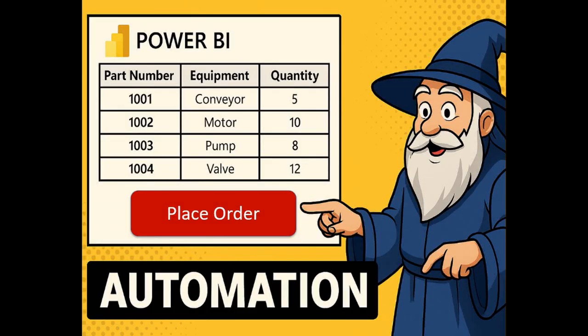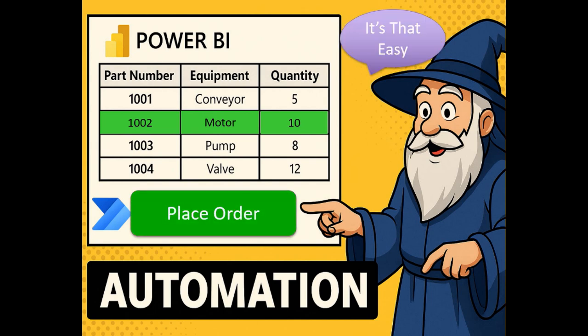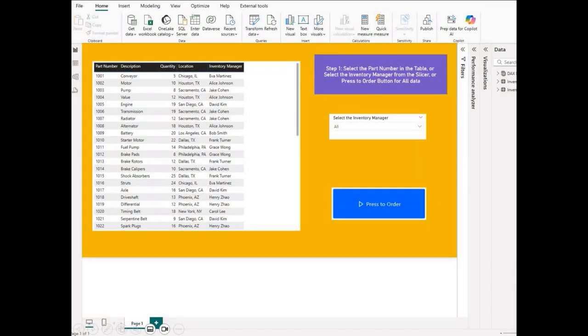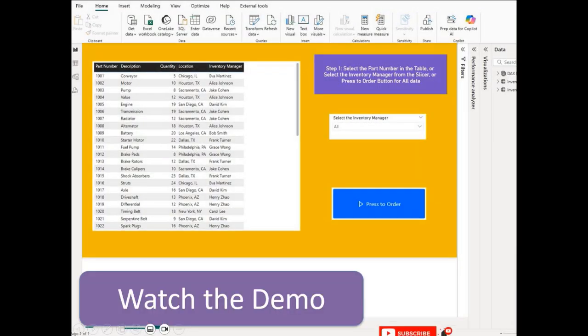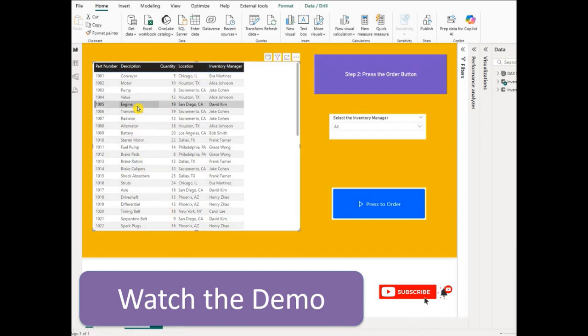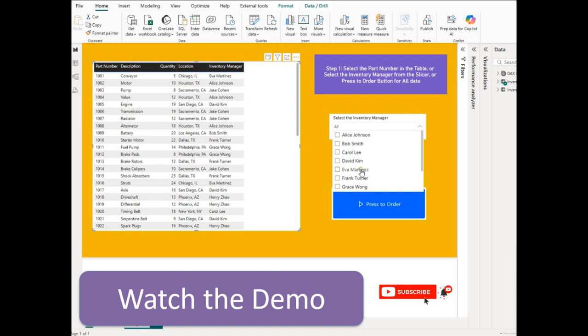In this lesson, we're going to show you how to use Power Automate Visual to select an item from the Power BI table and place an order. In this Power BI table, I have three options. I can either select a part number in the table, or I can select an inventory manager from the slicer, or I can simply press the order button.